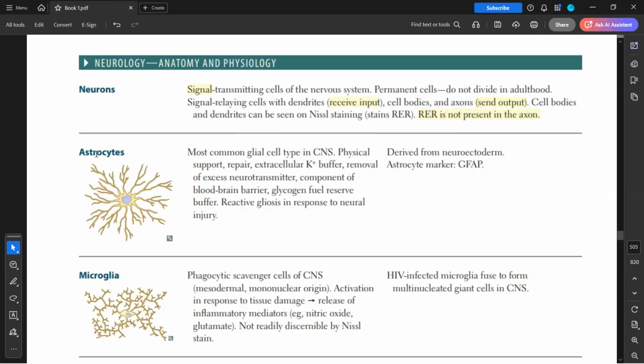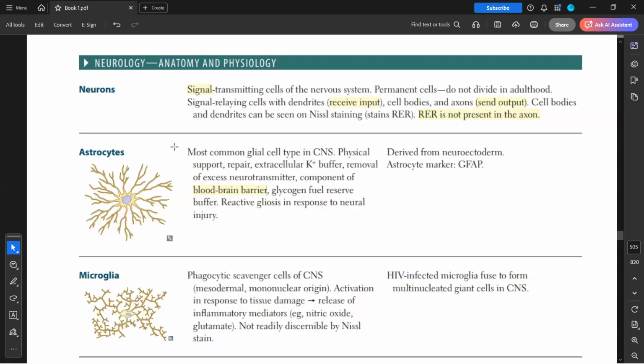Next are astrocytes. Astrocytes are the most common glial cell type in the CNS. Their functions are physical support, repair, extracellular K+ buffer, removal of excess neurotransmitter, and being a component of the blood-brain barrier. Remember this part: glycogen fuel reserve buffer, and reactive gliosis in response to neural injury.